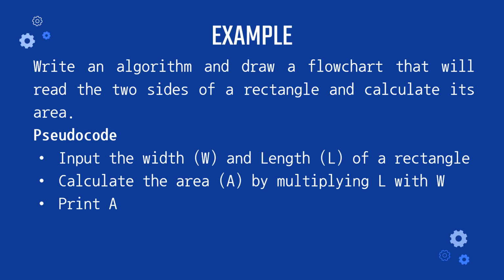Write an algorithm and draw a flowchart that will read the two sides of a rectangle and calculates its area. So, for our pseudocode, we will input the width and length of a rectangle, calculate the area or the A by multiplying L with W, and then print A.